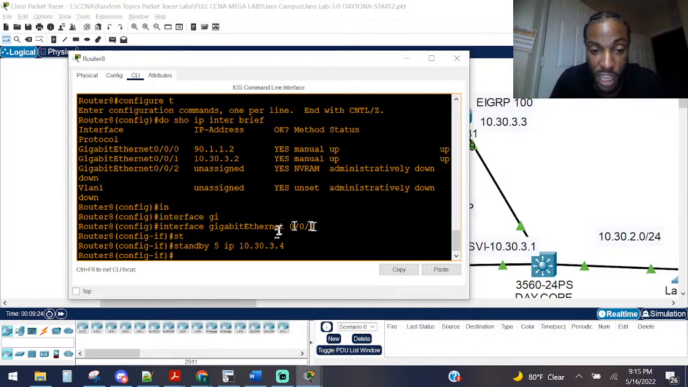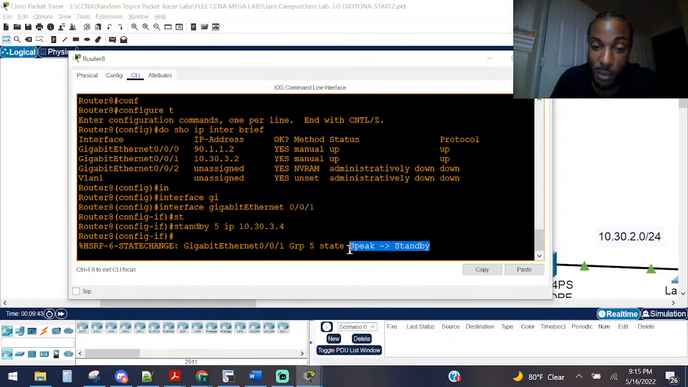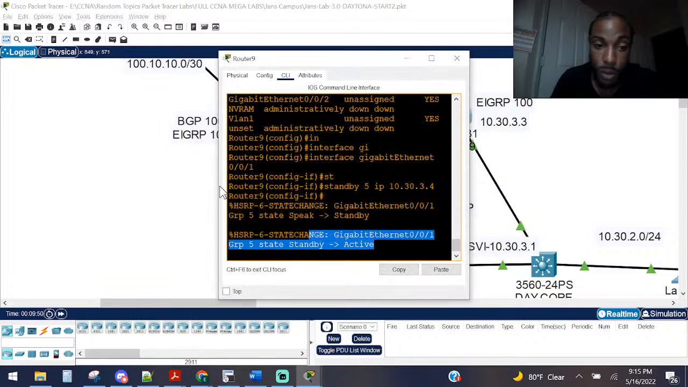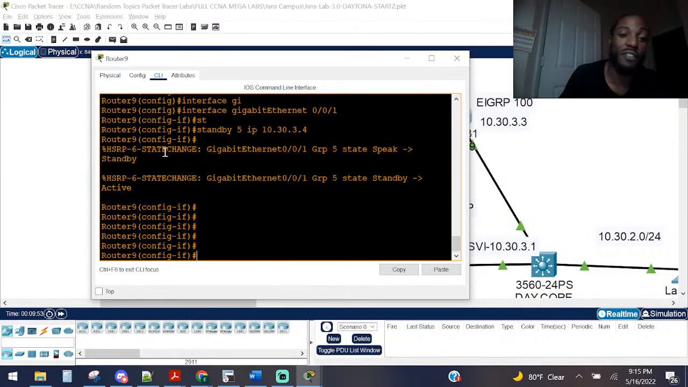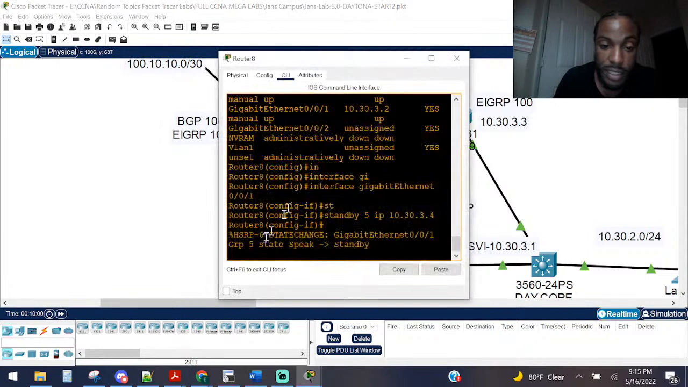Theoretically, HSRP should kick in right about now. Let's see. 2 hours later. I guess you would have thought it would have come up, right? What are we missing? There it is right there. Now he went to standby mode. This router right here is in standby mode. That means theoretically this guy should be in the same group, and he is, there it is right there, active mode. But even though we got those syslog messages, verify, right? Do show standby. We'll see this guy is active, and the other router is obviously in standby.